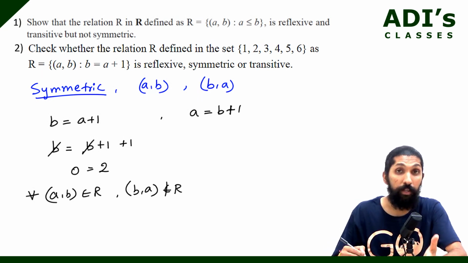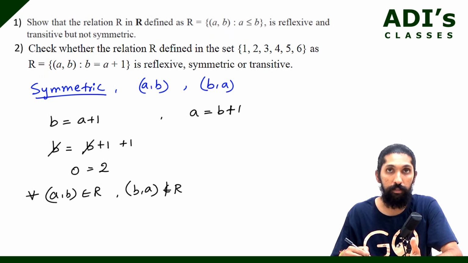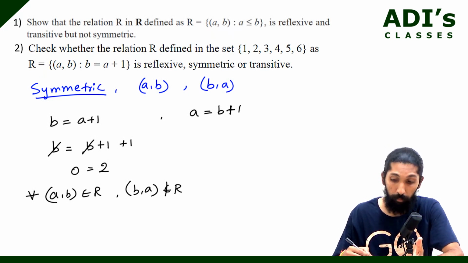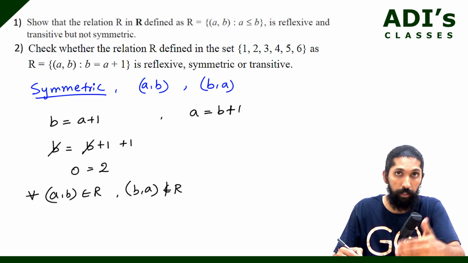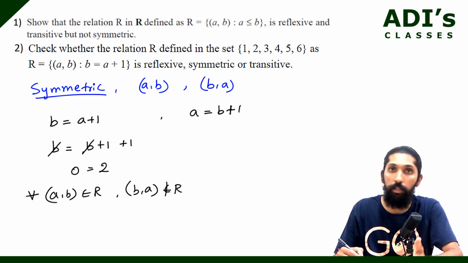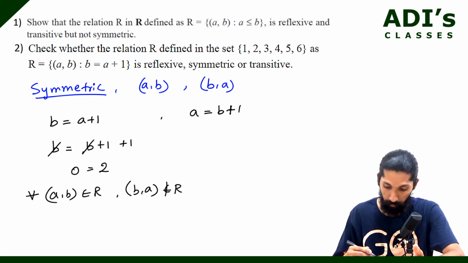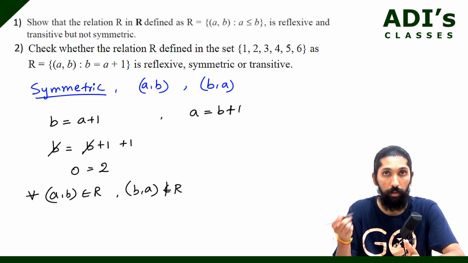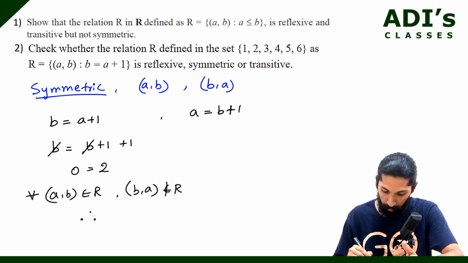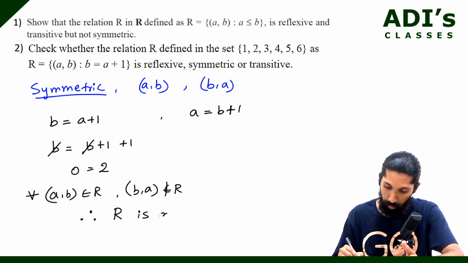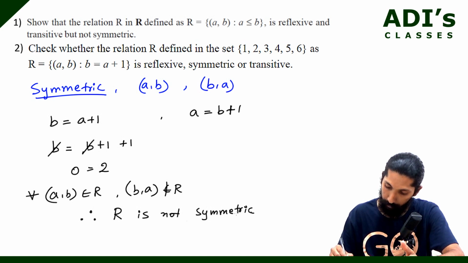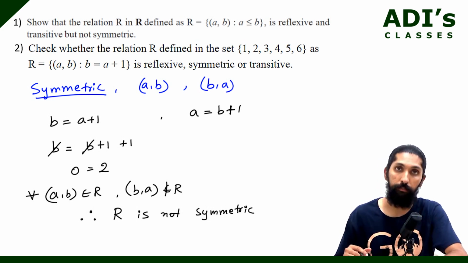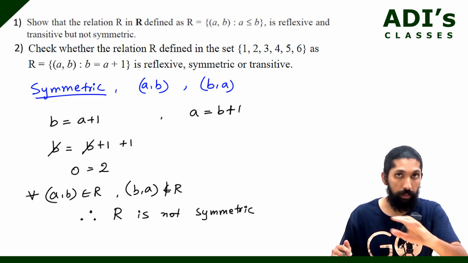I can give you an example. Say (2, 3). But will (3, 2) exist? No. Because (3, 2) can never occur. Because if (3, 2), I cannot say 2 is equal to 3 plus 1, isn't it? It's not possible. So (a, b) belongs to R, (b, a) does not belong to R. So what can we say from this? Therefore, R is not symmetric. Now we'll go for the transitive, the last part, and we're going to check it.